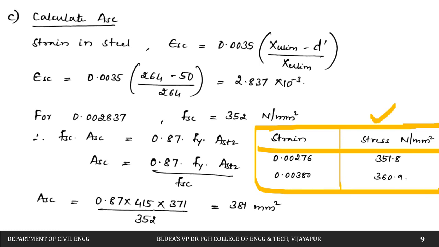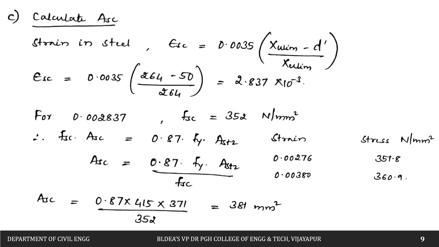The strain is 2.837 into 10 raised to minus 3, that is nothing but 0.002837. Somewhere here it is going to come in between these two values. So what will be the stress value? If we interpolate between these two values, we'll get the FSC value. This stress is nothing but the FSC value, which we'll get as 352 Newton per mm square.